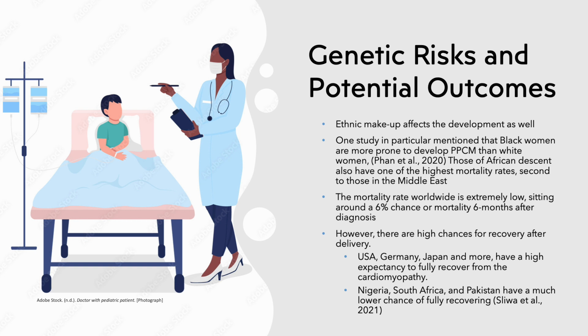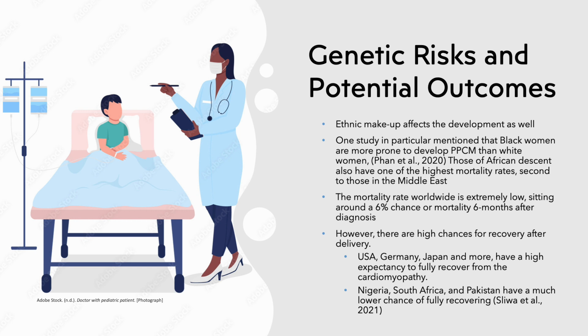So one study that I came across in particular mentioned that Black women are more prone to develop peripartum cardiomyopathies than white women. Additionally, those of African descent have also had one of the highest mortality rates, second to those in the Middle East. However, when looking at the mortality rate overall worldwide, it's pretty low, sitting at around a 6% chance of mortality within a time frame of 6 months after the diagnosis.